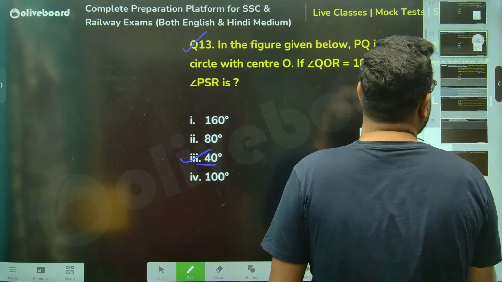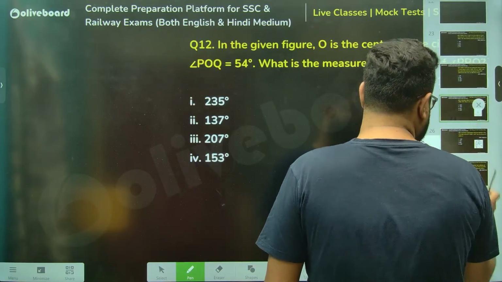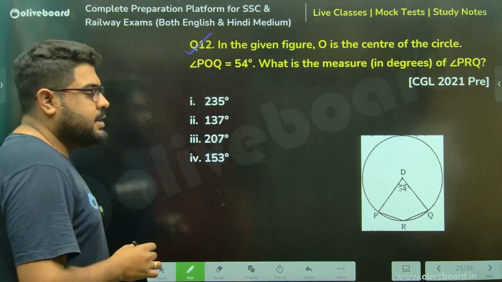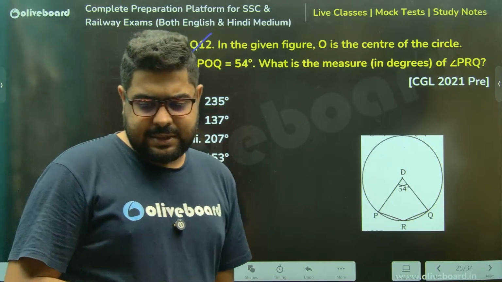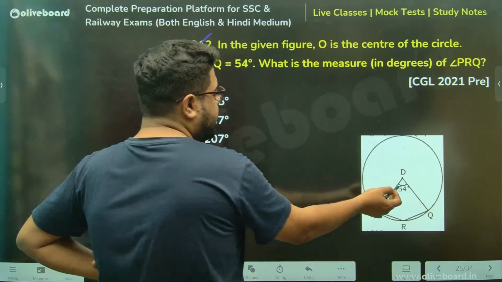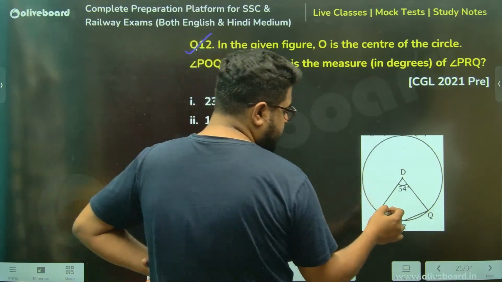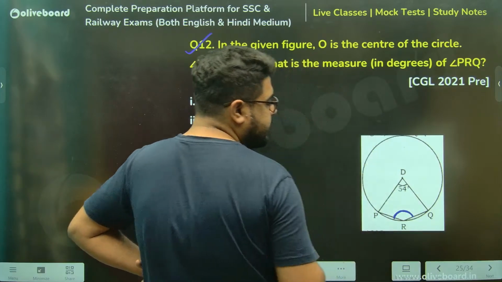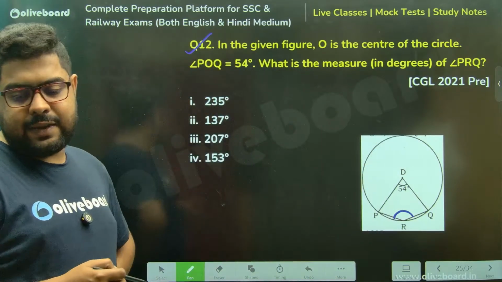I have another such question. Again, a very popular type of question. These figures are very much repeated. Sir, they are saying this is 54 degrees and they are asking PRQ, meaning this angle, sir. Again, a 10-seconder if you know how to solve.